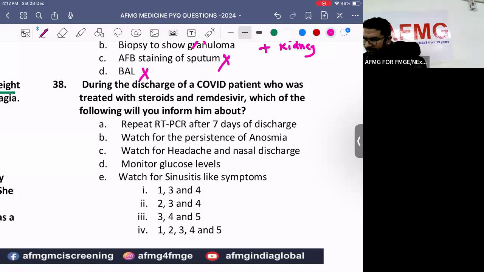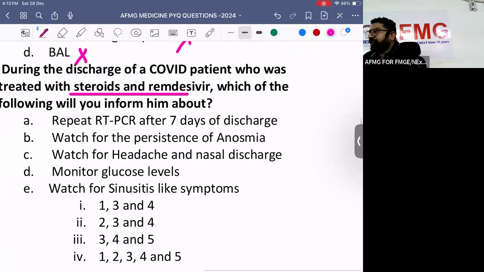During the discharge of a COVID patient who was treated with steroid and remdesivir. So you are using remdesivir, it means it is not mild COVID, it is severe COVID. So you are discharging the patient after giving remdesivir and steroid, following which you will inform him about what? Tell me. Repeat RT-PCR after 7 days? No. It will take minimum 14 to 21 days for RT-PCR to become negative. So there is no use in doing it after 7 days.